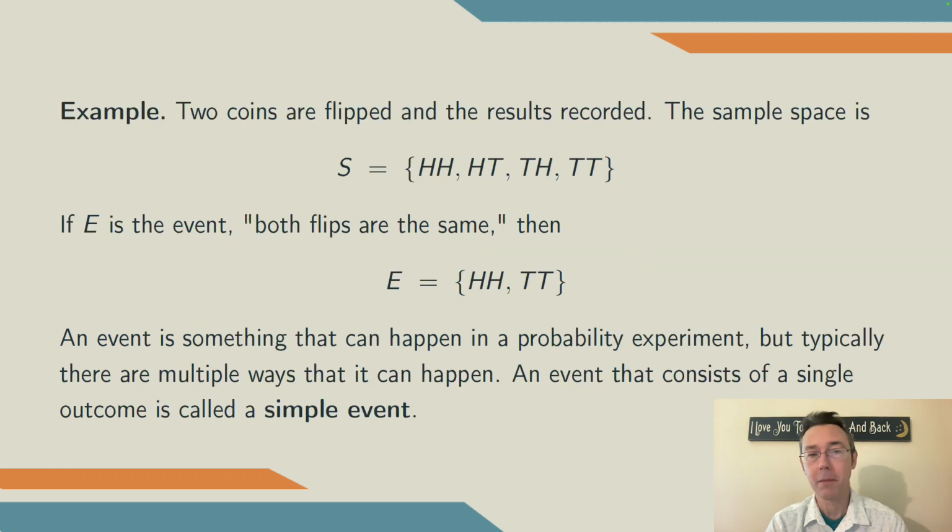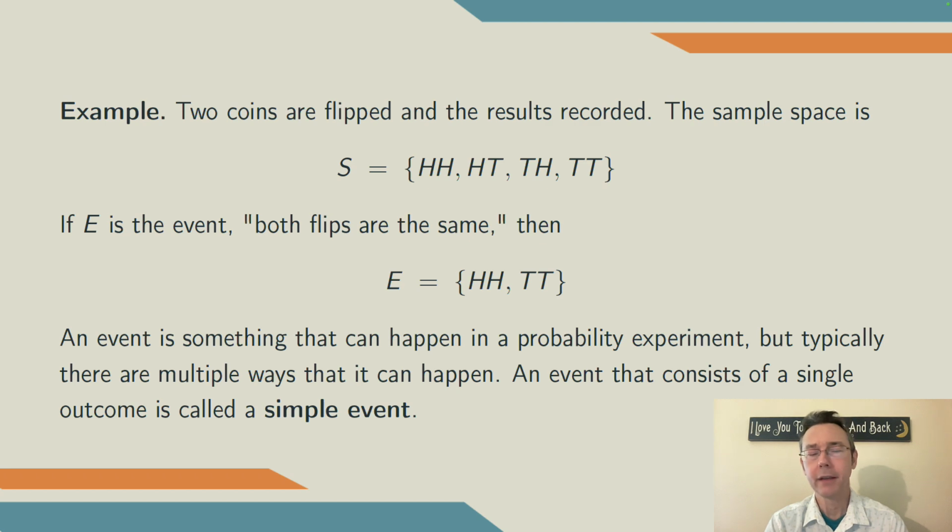So an example to try and make that a little bit more solid. We're going to flip two coins and just record the results. So there's four possible outcomes. The sample space consists of the set heads, heads, heads, tails, etc. The event both flips are the same has two outcomes in it, heads, heads, and tails, tails.